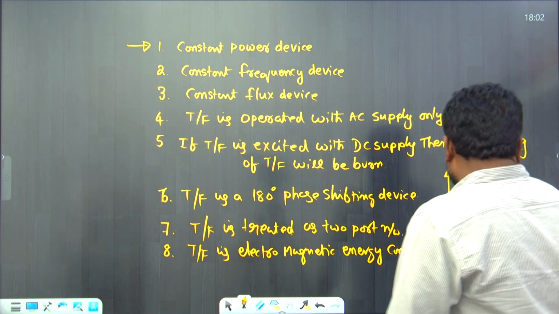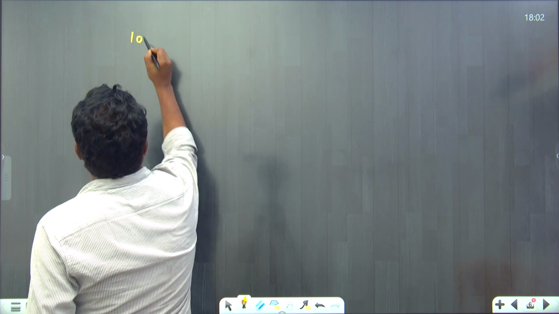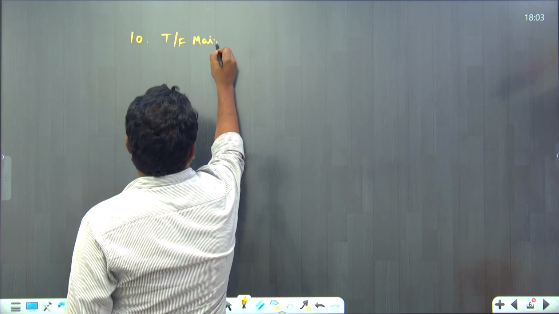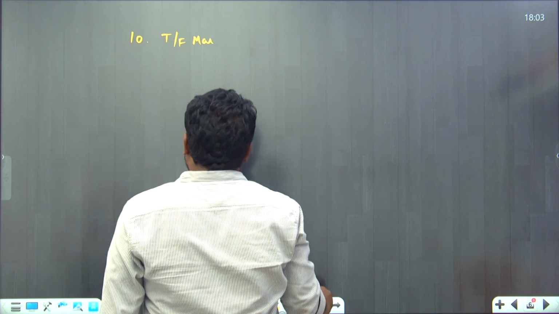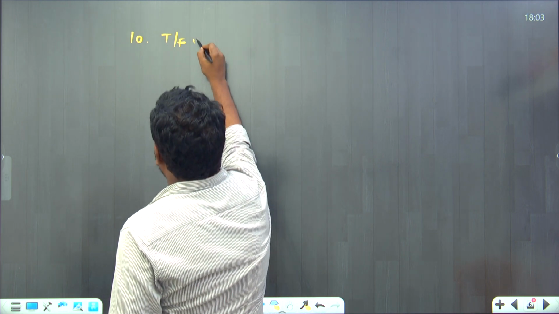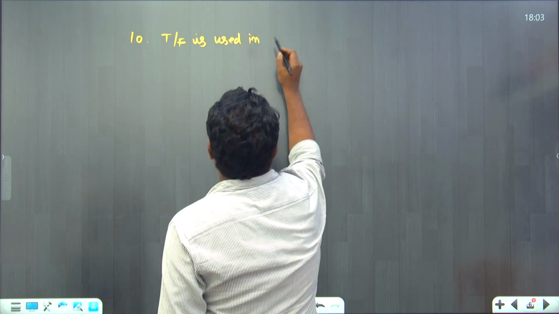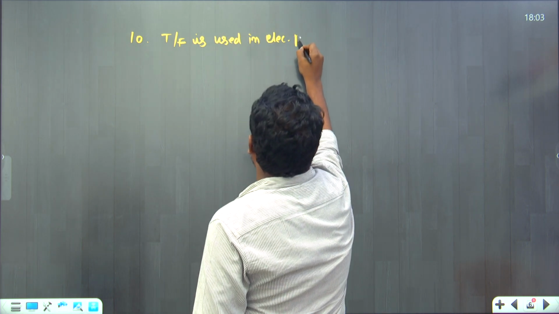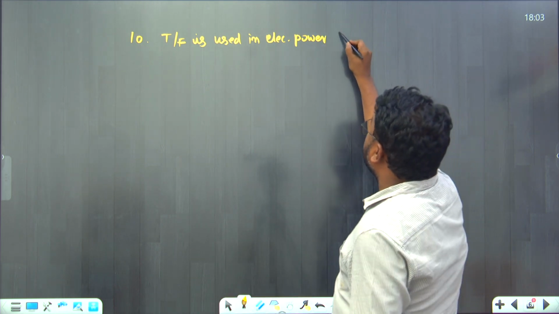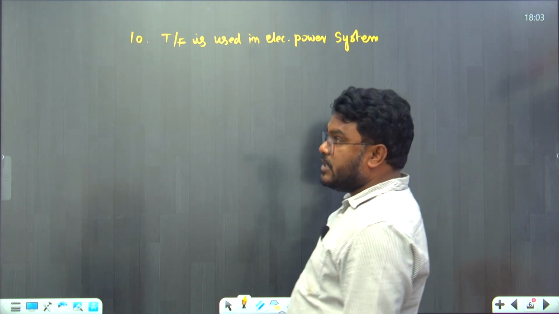And next one, one more point: the transformer is mainly used in the electrical power system. From the application point of view, the transformer is used in the electrical power system to transfer electrical power from one circuit to another circuit, and to step up and step down the voltage levels.